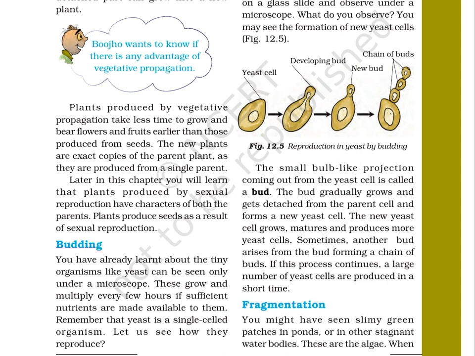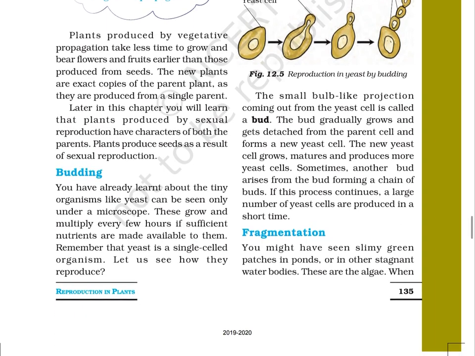Plants produced by vegetative propagation take less time to grow and bear flowers and fruits earlier than those produced from seeds. The new plants are exact copies of the parent plant as they are produced from a single parent. Later in this chapter, you will learn that plants produced by sexual reproduction have characters of both the parents. Plants produce seeds as a result of sexual reproduction.